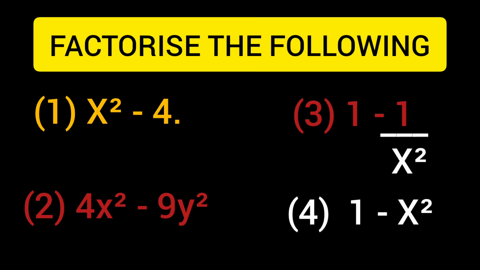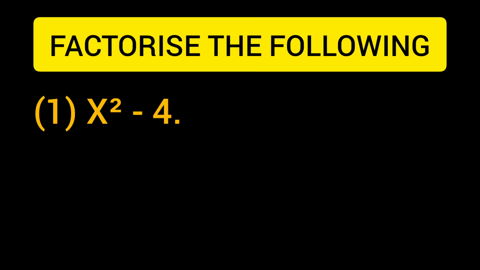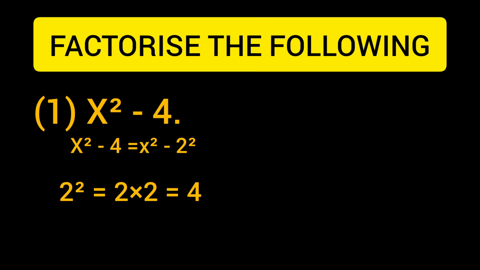Let's factorize the following questions. Question number 1 says x squared minus 4. We can rewrite x squared minus 4 as x squared minus 2 raised to power 2. We have not changed anything because 2 raised to power 2 is the same thing as 4, that is 2 times 2.